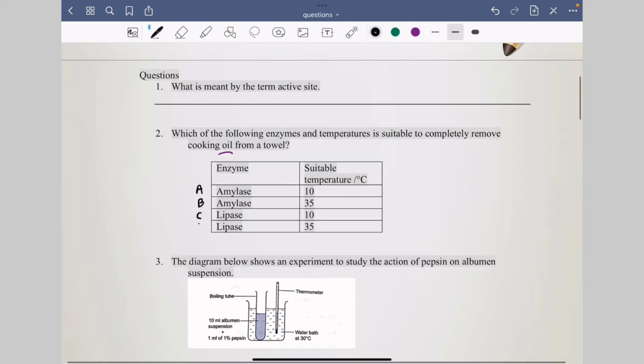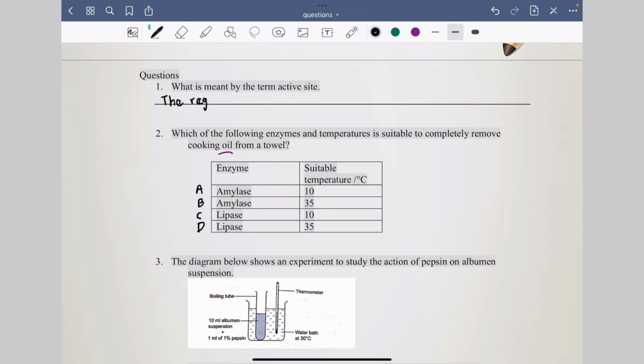Since we already learned all about enzymes, now it is time for us to test our understanding. First of all, what is the term of active site? Active site is the region that can be found at the enzyme, and its shape must complement with the substrate.